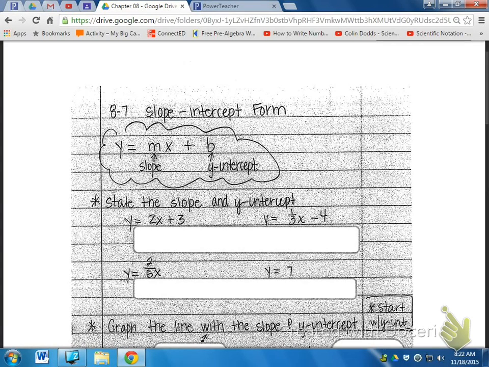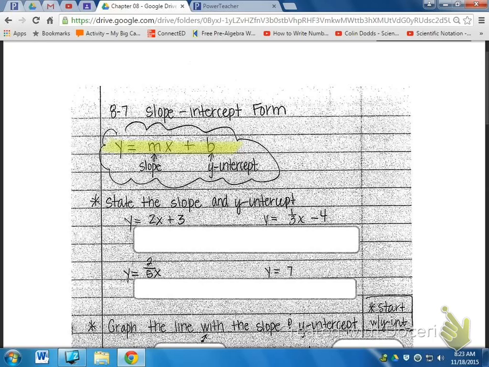Lesson 8.7, slope-intercept form. So we're talking about an equation that represents a line, and the slope-intercept form is called that because when you look at it, you can see directly the number that stands for the slope and the number that stands for the y-intercept. So the form looks like this: y equals mx plus b. Really important that you know that. Y equals mx plus b. The m, we've already said earlier, stands for slope, and the b, strangely enough, stands for the y-intercept.